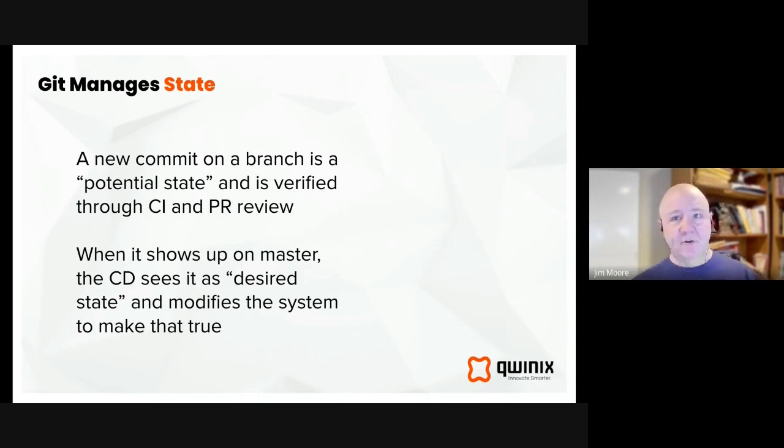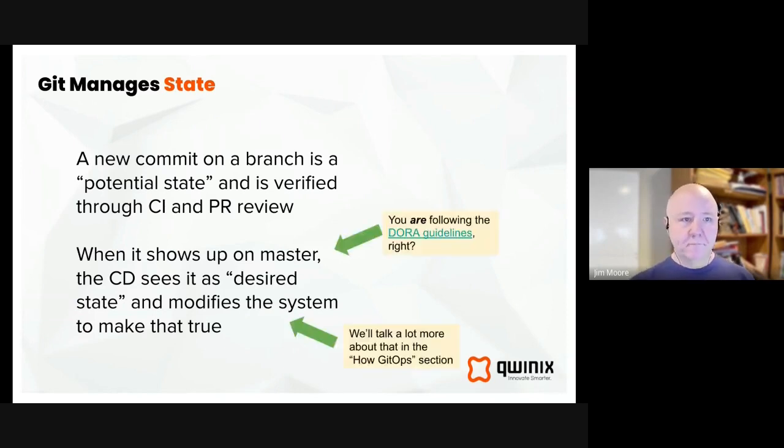So you're asserting a set of facts about the state of the system, where you want it to be, and those helper systems for GitOps help make sure that that is in fact true within some period of time. So it shows up on master.